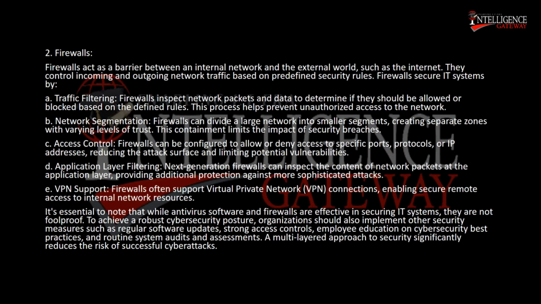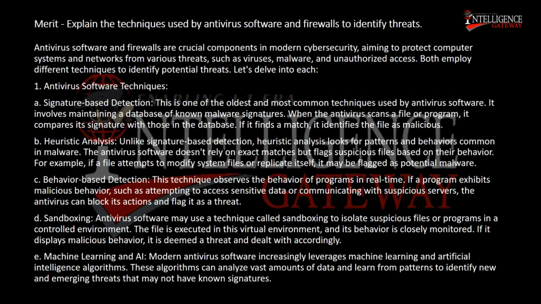It's essential to note that while antivirus software and firewalls are effective in securing IT systems, they are not foolproof. To achieve a robust cybersecurity posture, organizations should also implement other security measures such as regular software updates, strong access controls, employee education on cybersecurity best practices, and routine system audits and assessments. A multi-layered approach to security significantly reduces the risk of successful cyber attacks.